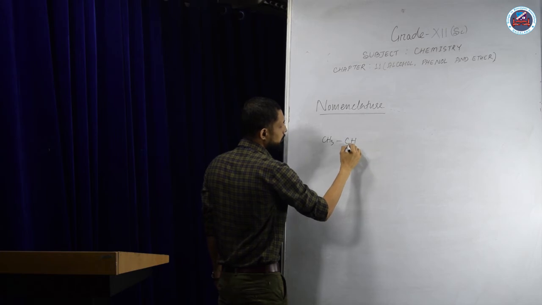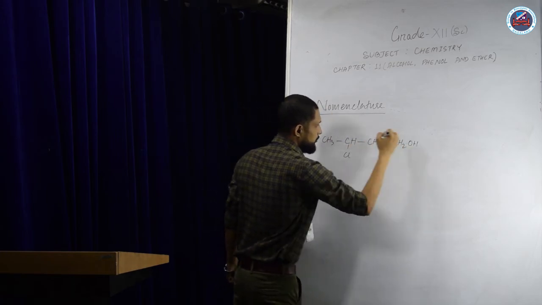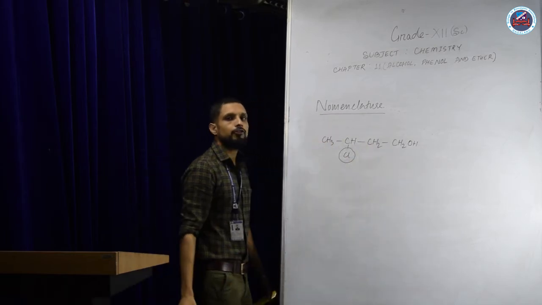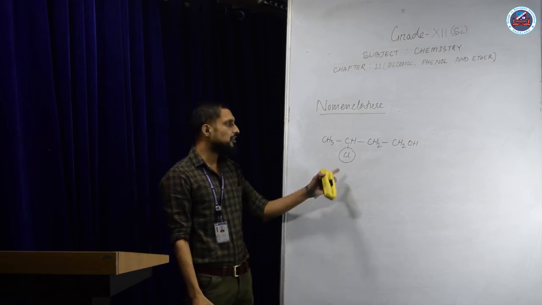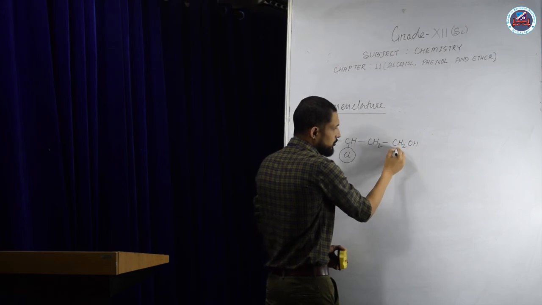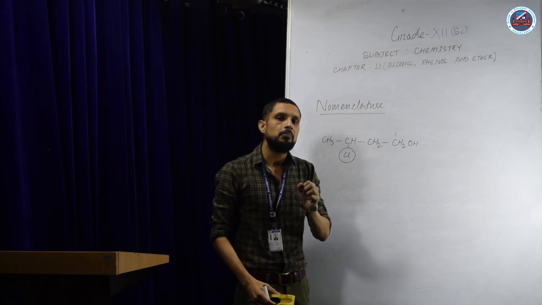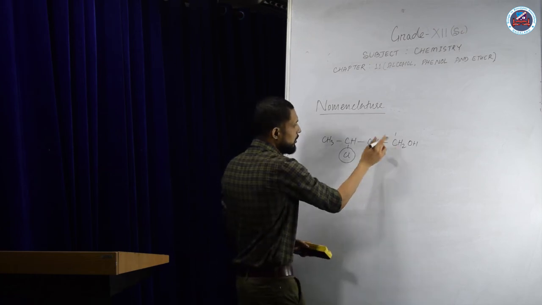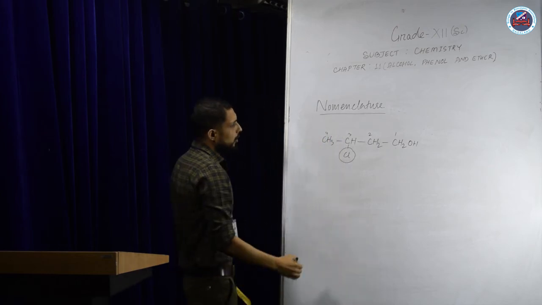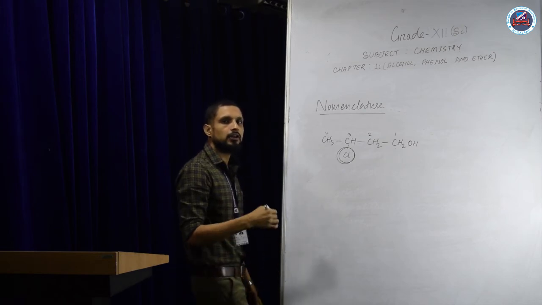Next example, CH3, CHCl, CH2, CH2, OH. Now here you have Cl as a substituent. So the substituent name of Cl is chloro. OH is present at this carbon, so this carbon is carbon 1 because OH will get the primary preference. So carbon 1, carbon 2, 3 and 4. At carbon 3 you have a substituent and the name of this substituent is chloro.